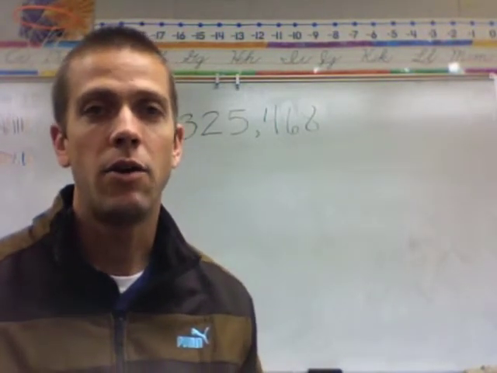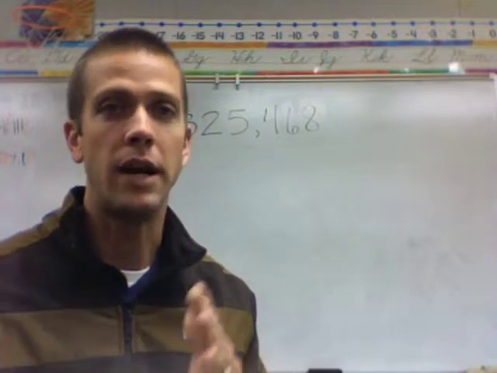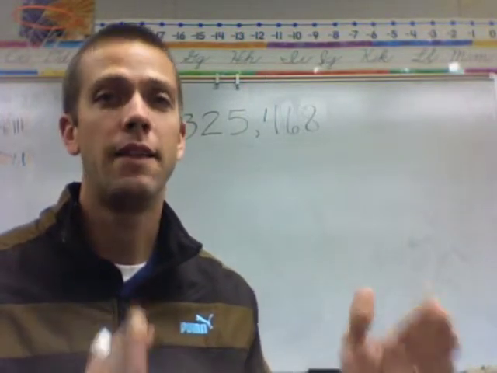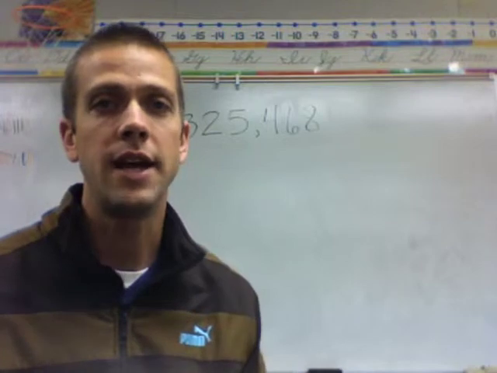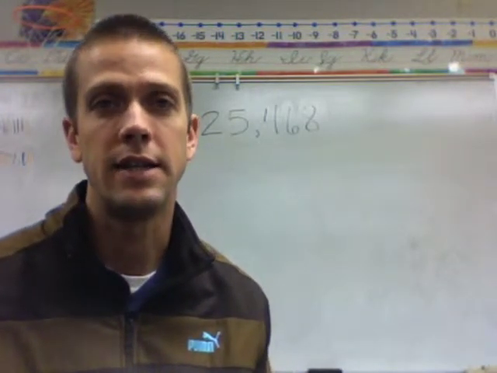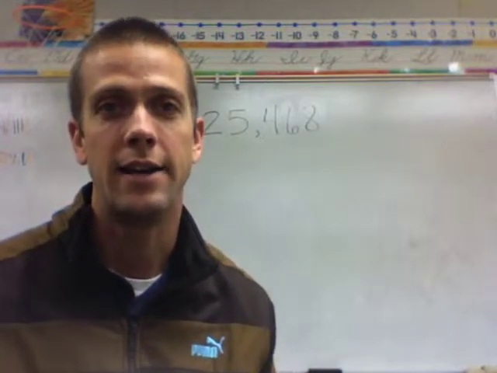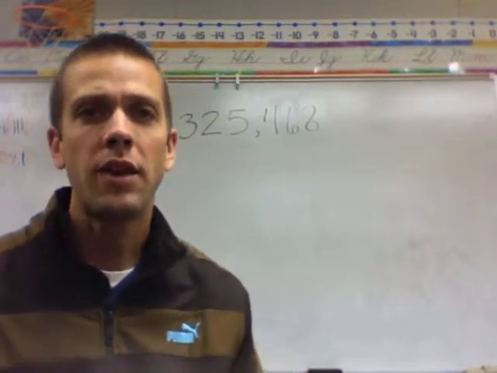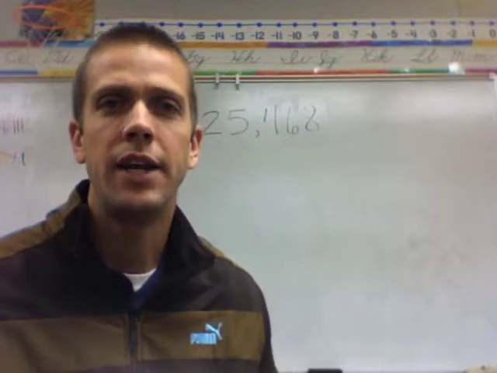325,468. And recall, when you read numbers, you read sets in 3. So 325, it's in the thousands, and then 468. No and in the middle. 325,468. You only say and at a decimal point. All right. Now, what's the value of every digit in that number?